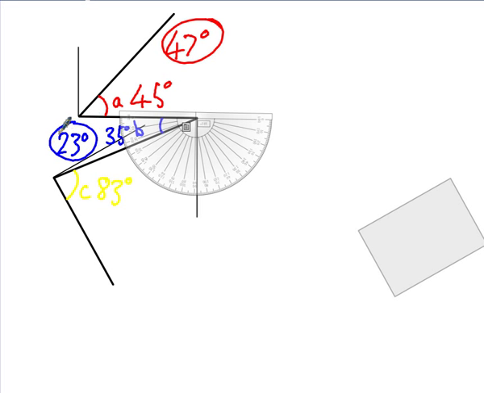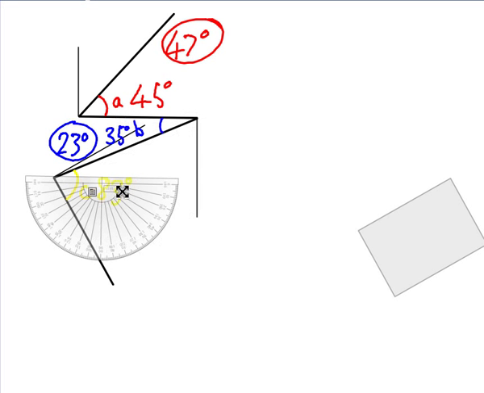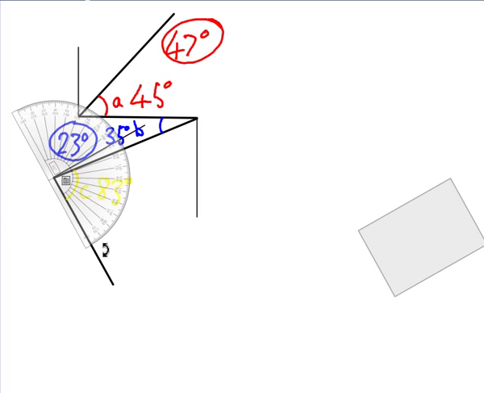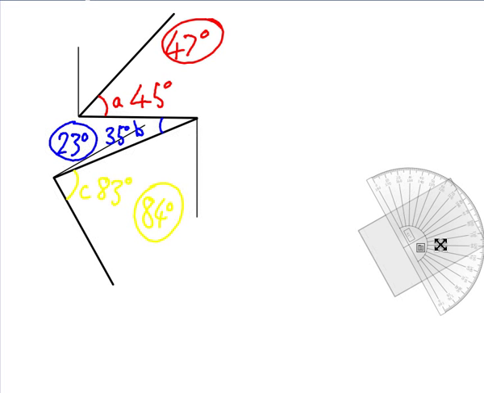Okay, I was a bit out with that one. And then angle C, I said was 83 degrees. It is, yeah, it's between 83 and 84. So I'll err on the side of caution. I'll say it was 84 degrees. Okay. So those were 3 acute angles. I'm now going to do the same with 3 obtuse angles.